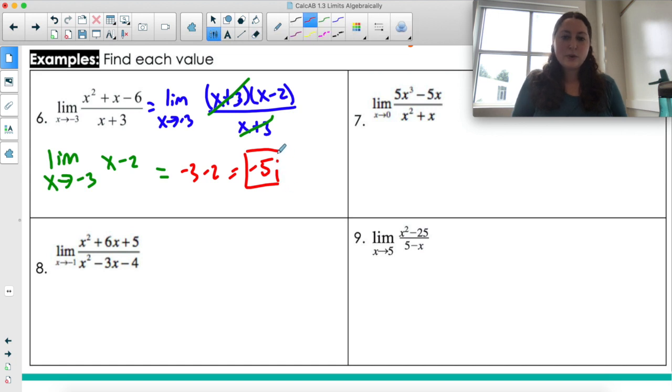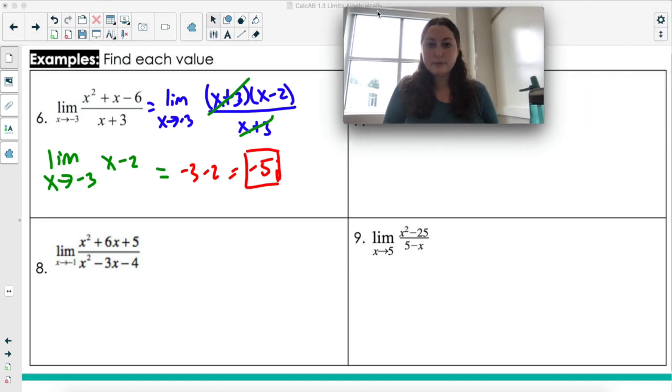Again, the steps were: see if you plug in and get an answer. If you get 0 over 0, you need to do something. That something, so far, is to factor, cancel, and then plug in. Okay, so let's take a look at the next example.